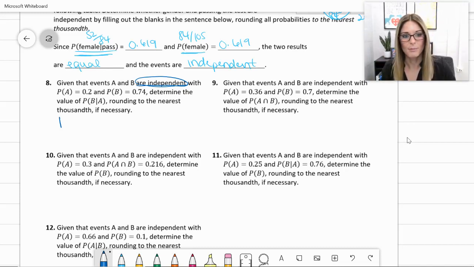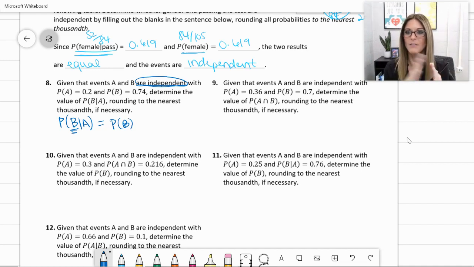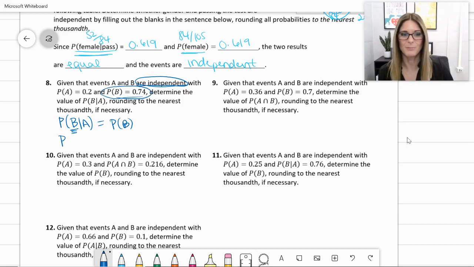It says that if I have a conditional probability, B given A, now notice our letters are switched here, it needs to be equal to the probability of B. So if you want the probability of B given A and it's independent, it should be equal to the same value as probability of just B. So this is actually very straightforward. I don't need all the numbers that they gave us. If I want the probability of B given A, and those events are independent, then it's equal to B, the 74 hundredths. Done.